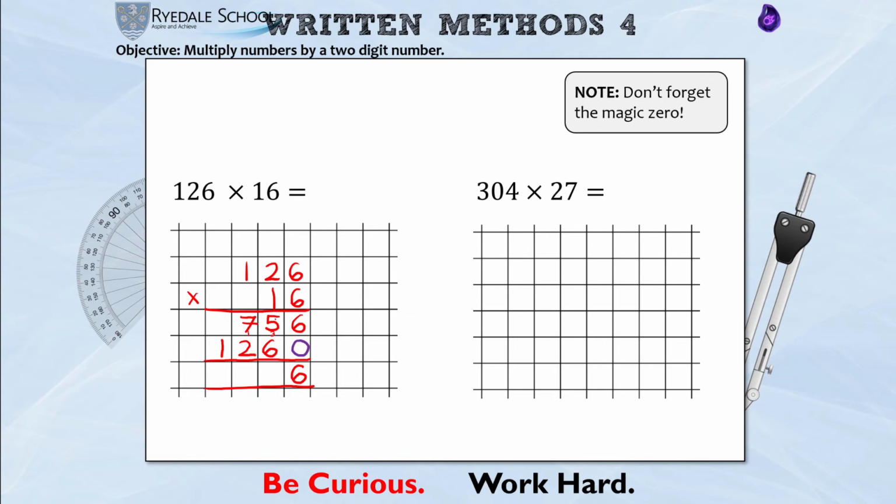6. 5 add 6. 11. So I've carried 1. 7 add 2 is 9. Add that 1 is 10. So again, carrying 1, there's 10. And then 1 add the 1 is 2. So 126 times 16 is 2016.